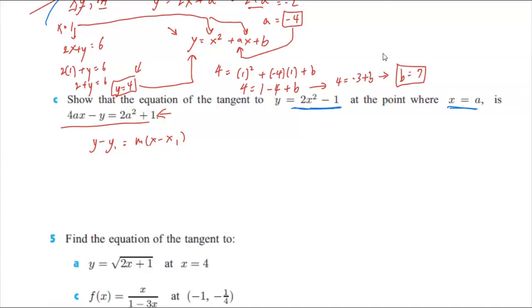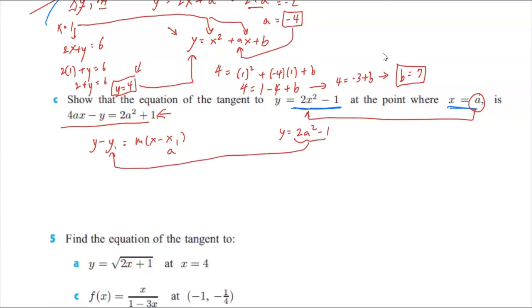So there's 3 ingredients, y1, x1, and m. Well, they tell us, even though it's a constant, it's not a number, we can treat it like a number, so we can put a in for x1, right? We can find the y1 value by putting a into here. So y is actually equal to 2a squared minus 1. So we're going to put this expression into y1.